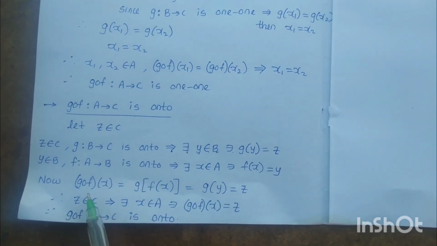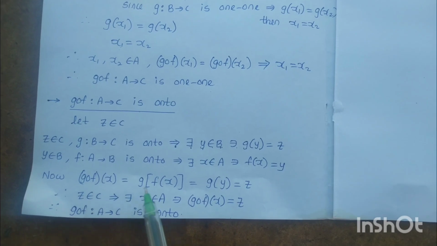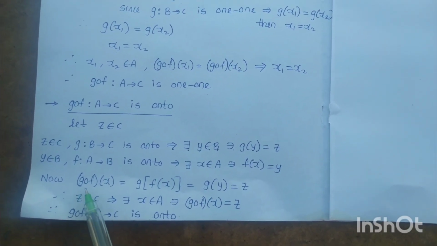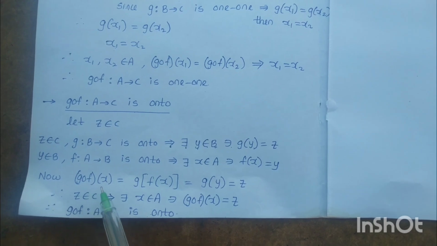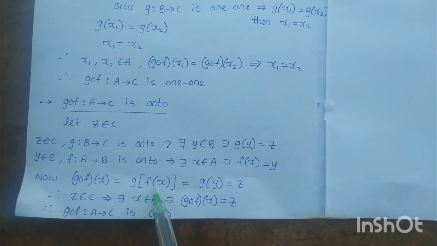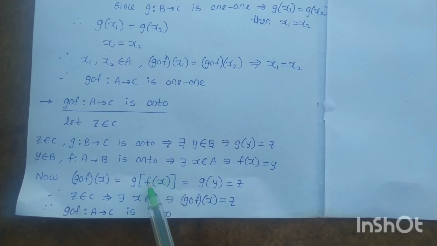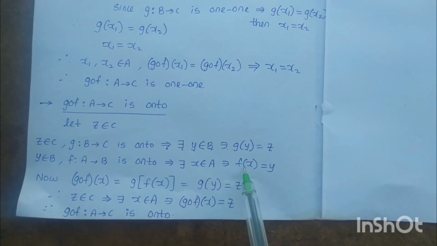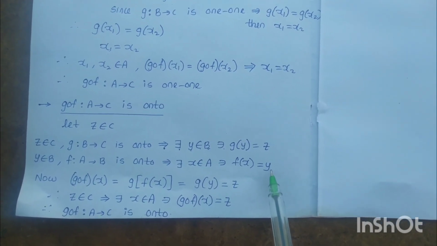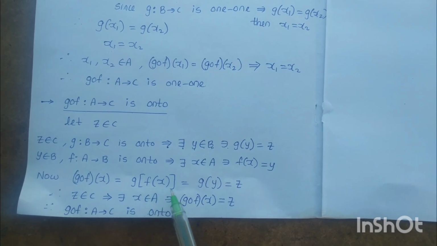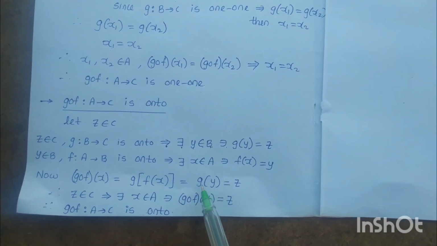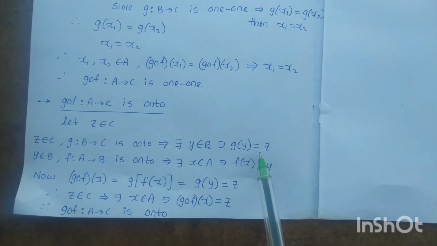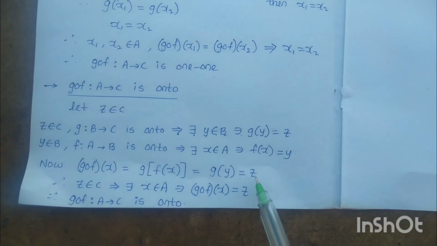Now again we are assuming this condition just like what we have assumed in the one function. So g circle f of x we are assuming. So g circle f of x means what? f of x means, just now we got, in place of f of x you can write y. So that's why in place of f of x I am writing y. And already I know g of y is what? g of y means, just now we got z. So that's why I have written z here.